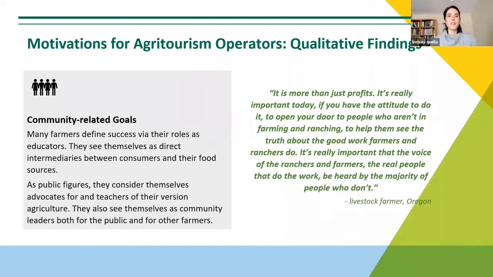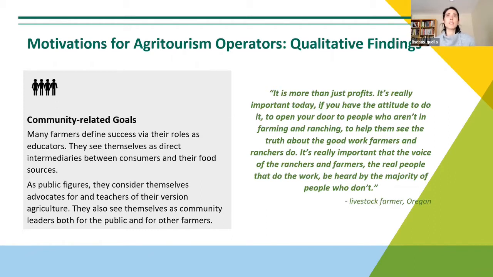And the third emergent theme was around community-related goals. Many farmers defined their success via their role as educators. So they're observing a US population increasingly disconnected from their food sources, fewer farmers who are integrated in non-farming communities, a decreasing number of farmers in general, and increased public concerns about food safety and agricultural practices.